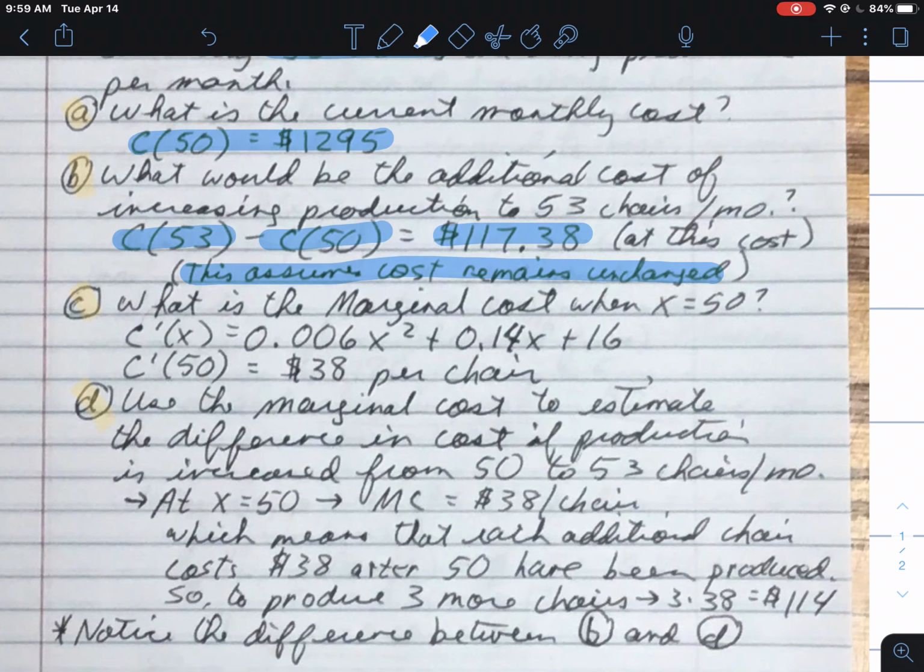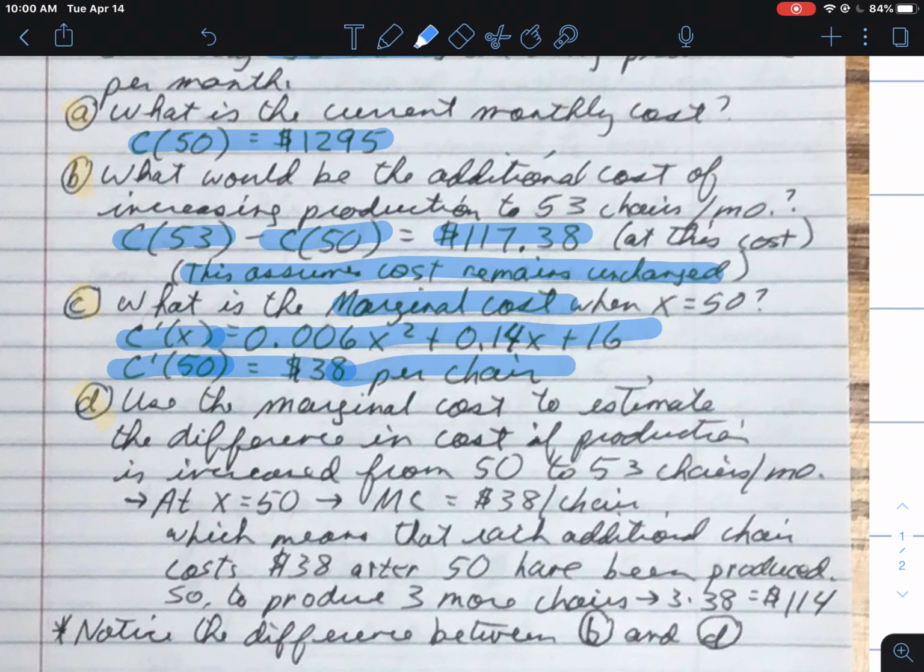Part C, what's the marginal cost when X equals 50? All right, so there's our marginal cost, which is our derivative, that's C prime. We can find that easy enough, a nice little power function using the power rule. And then we want our marginal cost at our production level of 50 chairs. Plug 50 into that, and I get $38 per chair. That's the rate of change in the production of chairs.